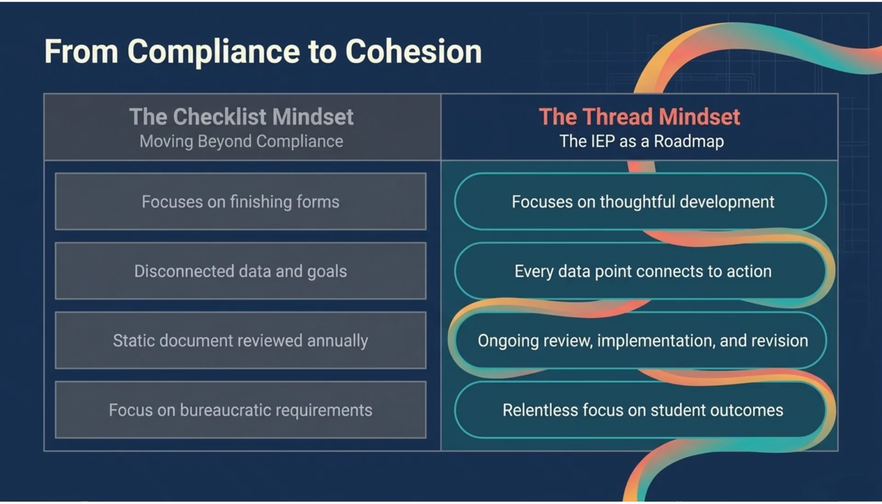Many teams view the IEP as a collection of forms that must be completed. The thread of educational benefit encourages a different mindset. Instead of disconnected sections, every component should connect to the next. Assessment informs present levels. Present levels identify needs. Needs drive goals. Goals determine services. And progress monitoring measures effectiveness. The result is a cohesive roadmap for student success.